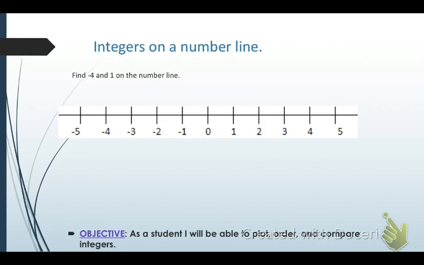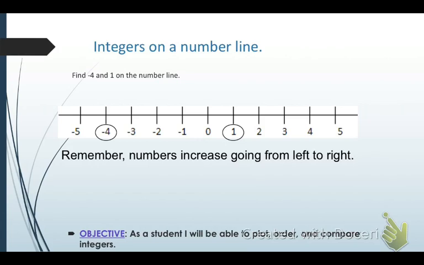Integers on a number line. Very simply, all we need to do is plot them. Remember, part of your objective is that you should be able to plot them on a number line. Very simple, plotting just means we need to find them. Well, we found -4 and we found 1. Okay? In order to plot them, all we simply need to do is put a dot at -4, and we need to put a dot at 1.